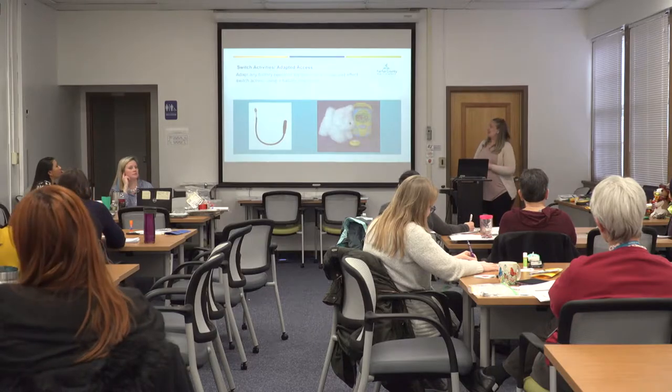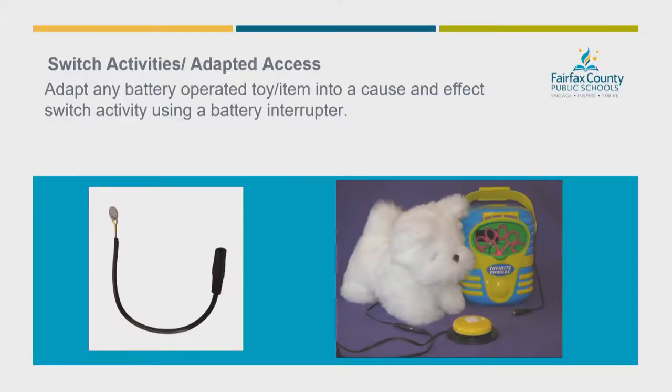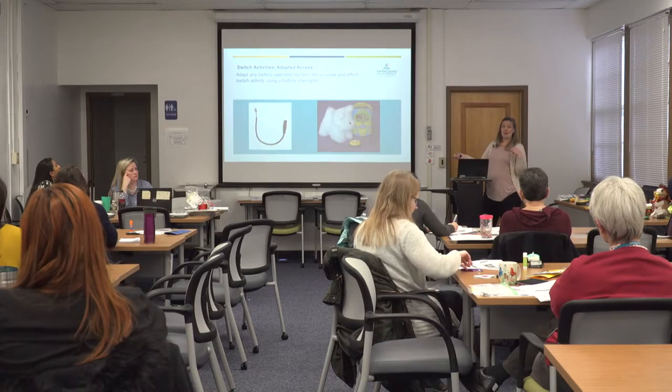So the next thing I'm going to show you is about switch access. This is for children who can't access a toy the way you would normally access it. Somebody who might have a physical disability who couldn't push the button on an animated stuffed animal might need some more support. What you see up here is called a battery interrupter, right here. It's got a little metal disc on the top that you can stick into a regular battery-operated toy, and you can plug a switch into the end.